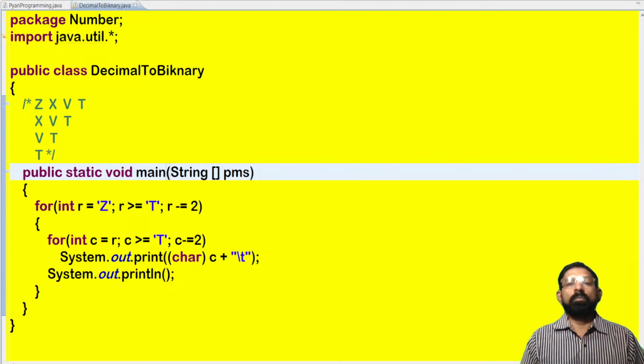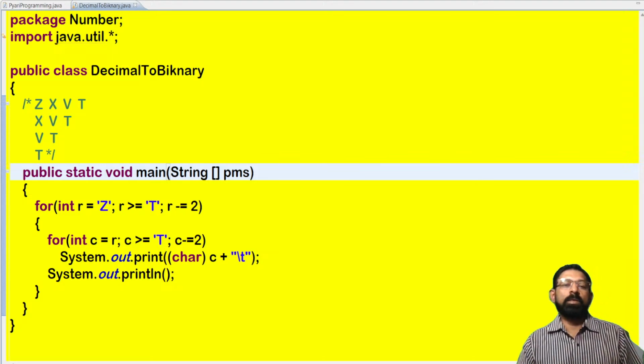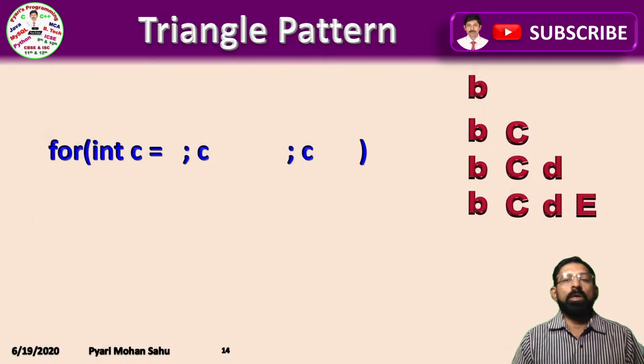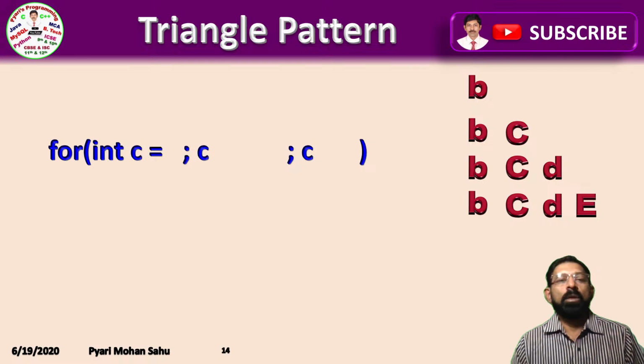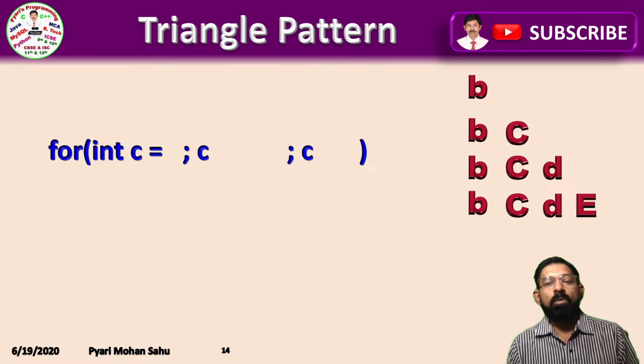Now we'll move towards the next pattern. ZXVT is done. Let's go to the next pattern. The next pattern is in lower case and upper case. Let me change it. Yes, we got the pattern now. Quickly give the answer now.